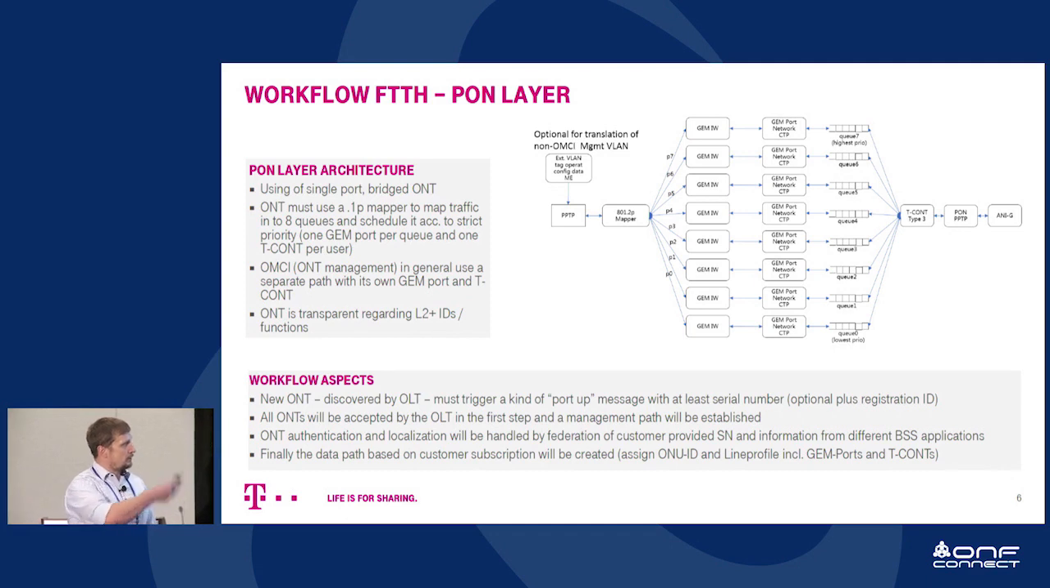So in that we are using 8 queues combined with 8 gem ports, where we map based on the p-bit value, and then we use a single T-con towards the OLT. That's no fancy things, that's pretty easy. And the OMCI, so the management path of the entity, is a separate one, which is not depicted here in the drawing, where we use a second T-con with a second gem port.